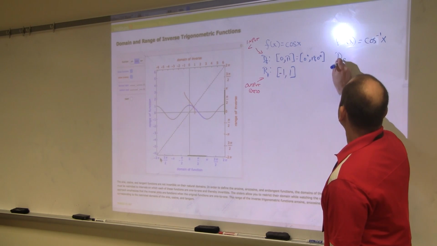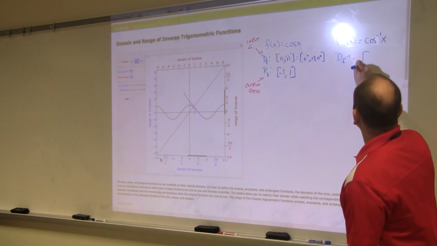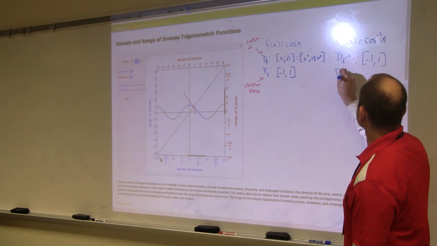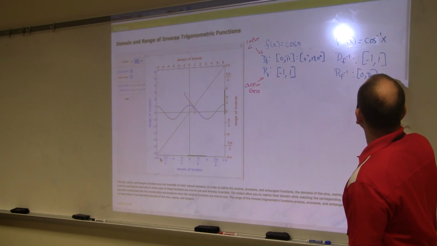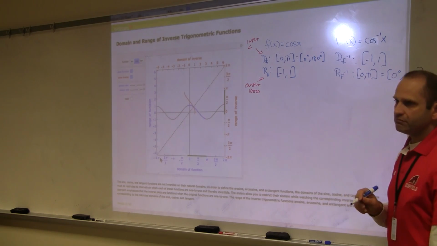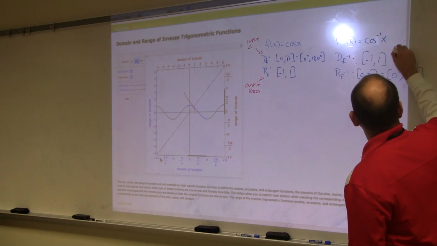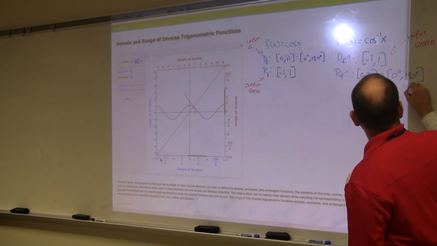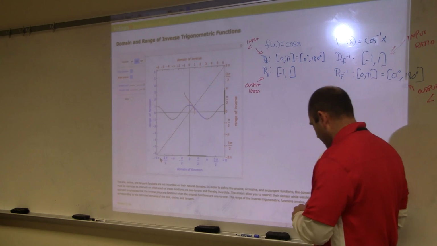The domain of f inverse is going to be what the range was for the original, and of course, the range of the inverse is going to be the domain of the original, either 0 to pi inclusive if it's radians, or 0 to 180 degrees if it's in degrees. And of course, they switched. So now the input is the ratio, and the output is the angle. Any questions on that?